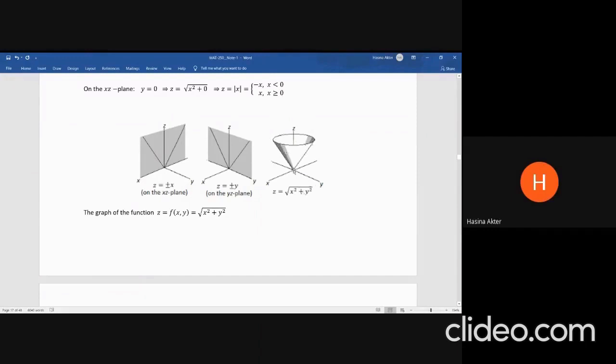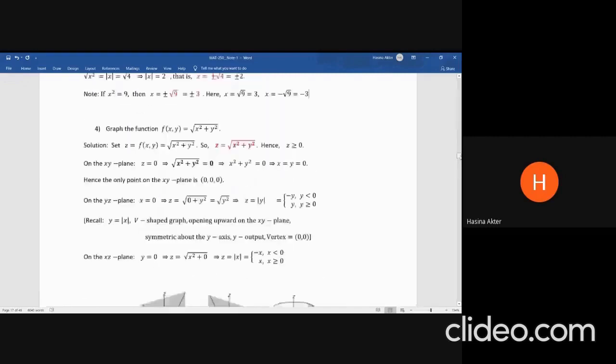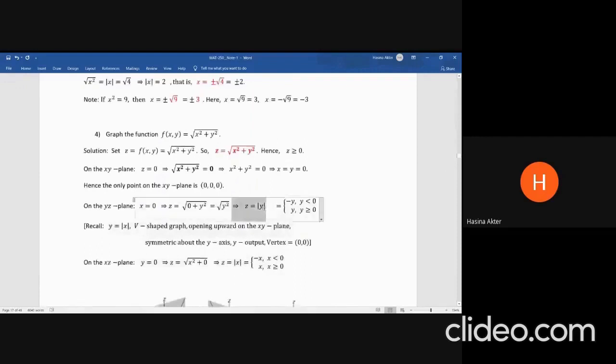Look at this now. 0, 0, 0 is on the XY plane only. Doesn't matter which plane you consider. Not only a coordinate plane, think of any plane that goes through the Z-axis. You will get a V on that plane that is symmetric about the Z-axis. That was huge information for us as well. This is a V symmetric about the Z-axis. This is a V on the XZ plane, and this is a V on the ZY plane, symmetric about the same line.